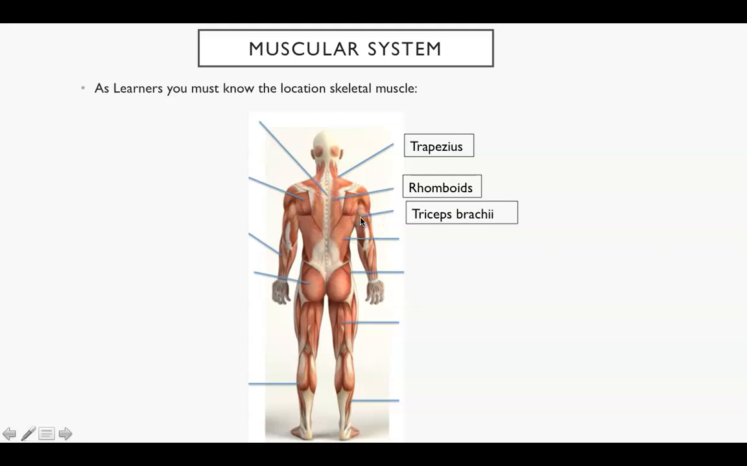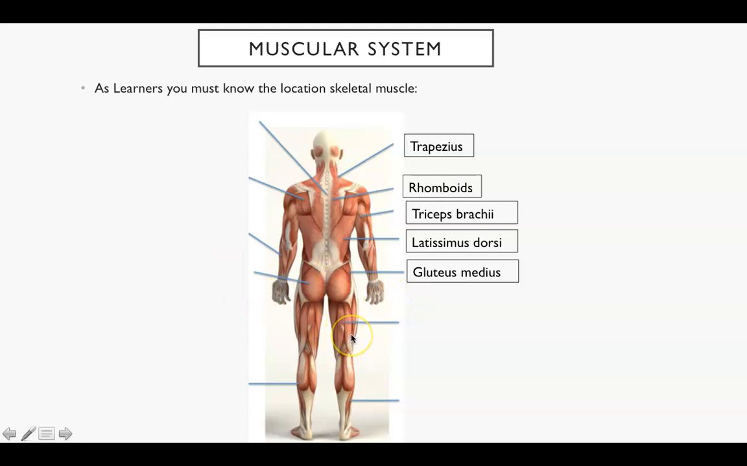This muscle here is your triceps brachii. Then here we have this large muscle, latissimus dorsi. Here, this muscle is our gluteus medius. And I'll go through the gluteals when we're over this other side over here.